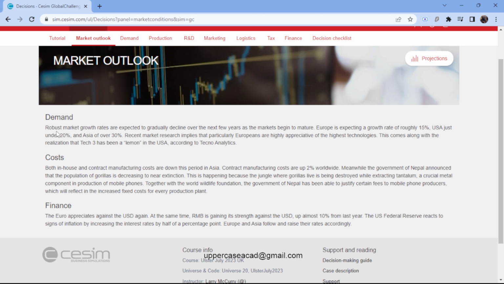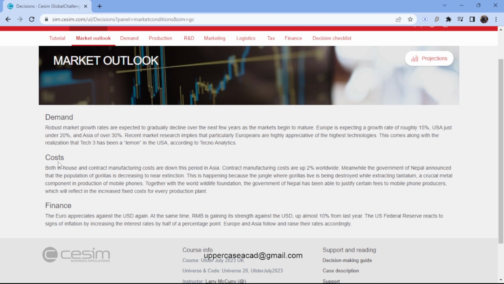So the first tip here, if you read the demand, you realize that we should focus on the European market, where the growth rate is around 15%, and you should also consider catering for the appreciation for high technologies. Then the next tip is that we should also be cautious with Tech 3 product in the USA, as it has been labeled as lemon by the techno analytics. Also, we should ensure that our products are adapting to our strategies accordingly.